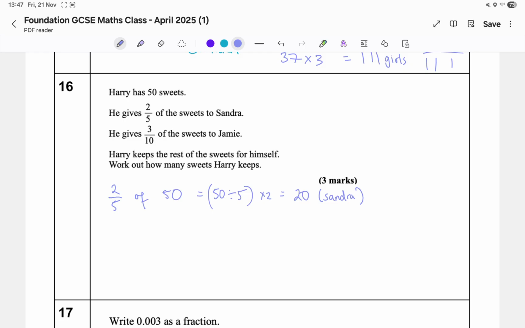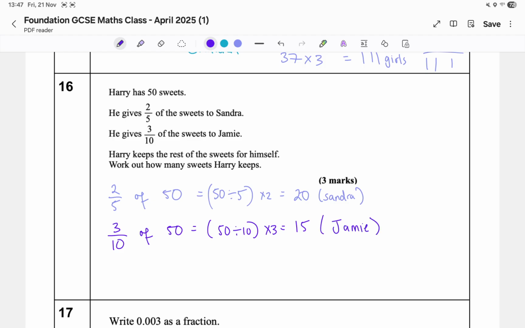We do the same thing for how much he gives to Jamie. He gives 3/10. So we need to work out 3/10 of 50. So again, 50 divided by 10 times by 3. 50 divided by 10 is 5. 5 times 3 is 15. That's how many he gives to Jamie.